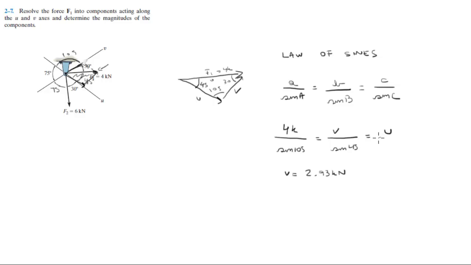And this is also equal to the U component over sine of 30. So this sine of 30 multiplied by 4K divided by sine of 105, and you get the U component, which is 2.07 kilonewtons. Final answer.